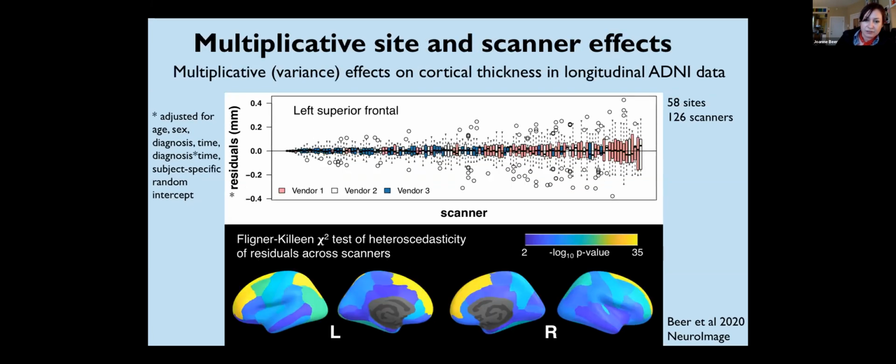And then we can also talk about multiplicative site and scanner effects. So the variability might differ in the residuals across scanners. Here is an example where we saw an association with the vendor or the manufacturer of the scanner, with some being more variable. And you can see where in the brain that was most prevalent in the yellow areas.